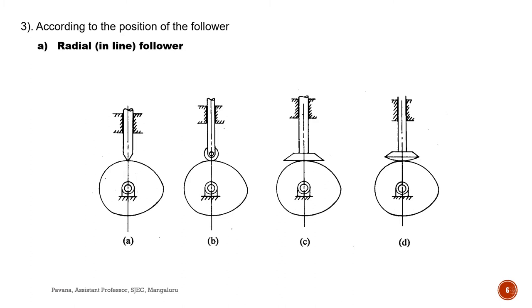Four diagrams are given here for different followers. The first one is knife edge, second roller follower, third one is flat faced, and the last one spherical. You can see here the axis of the follower and the axis of the cam are both in a straight line. If we see this type of cam, we call that a radial follower.